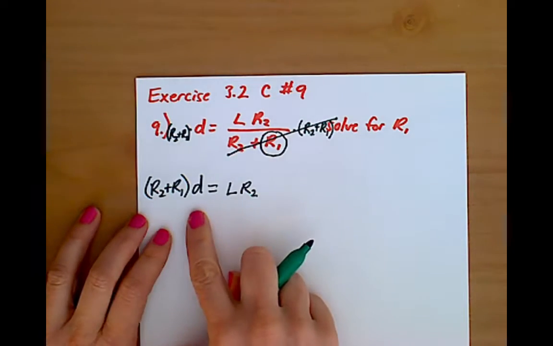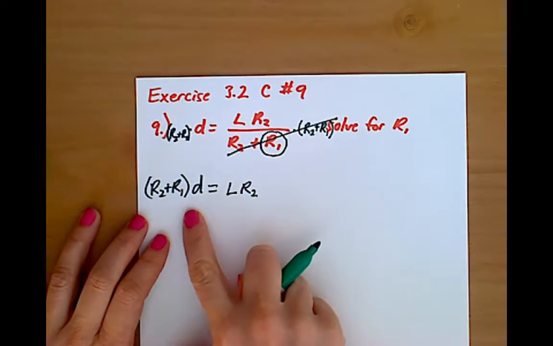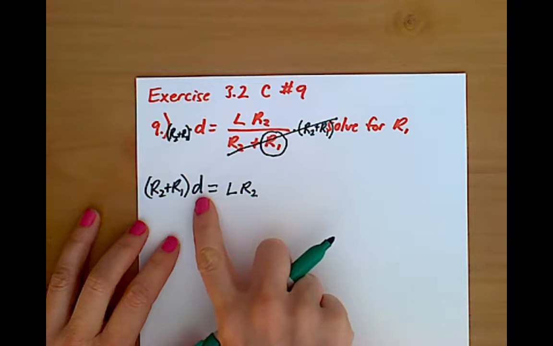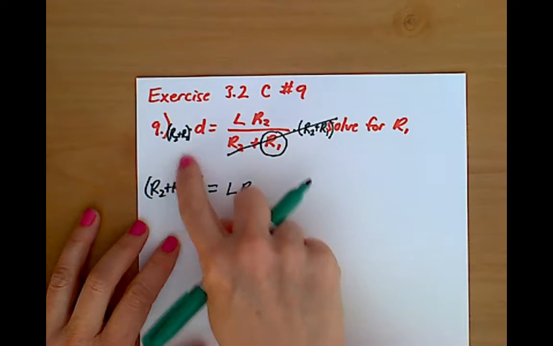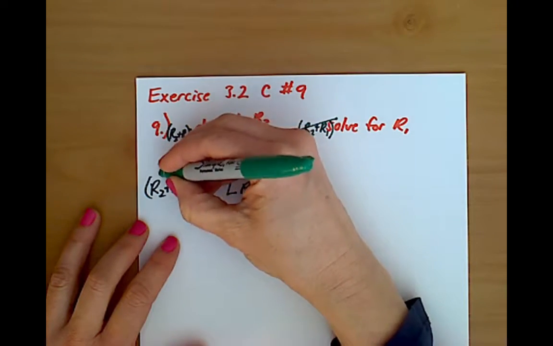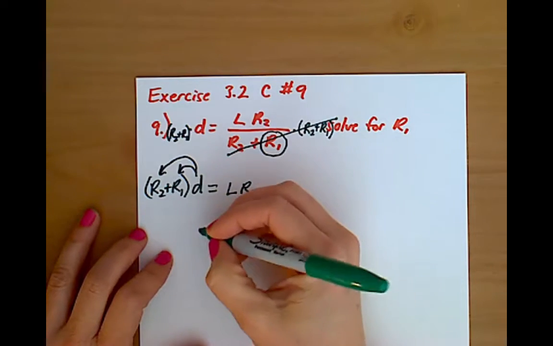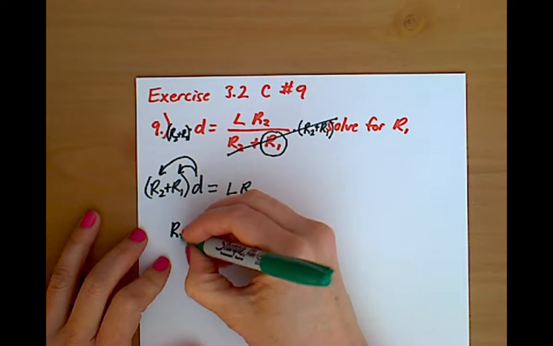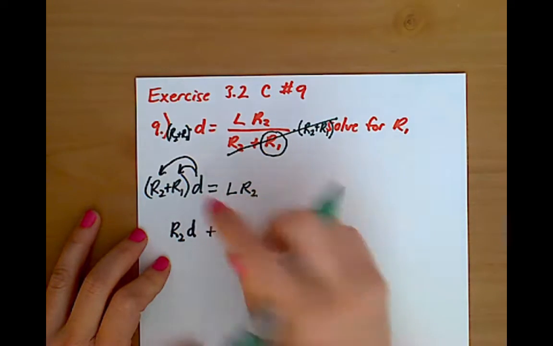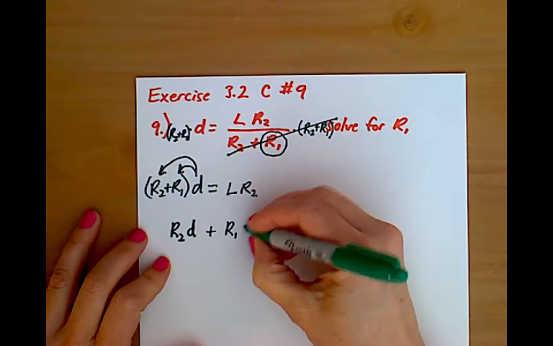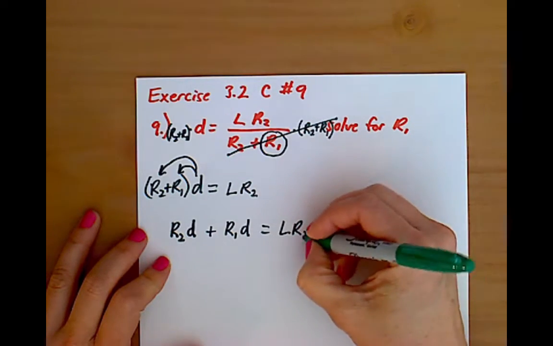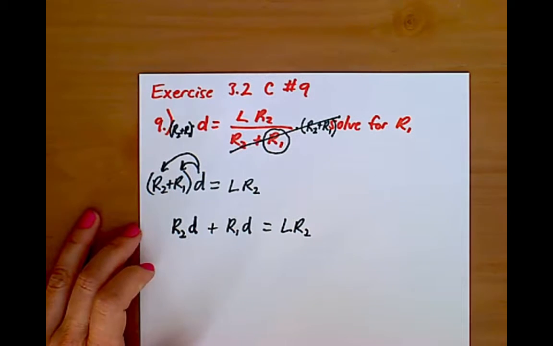And I left the parentheses on there so we can remember that we need to use the distributive property here. This whole thing is being multiplied by D, so this D needs to be distributed to everything inside there. So that's the next step we're going to do. We're going to do D times R2, so R2D plus R1 times D, which gives us R1D. And then on this side, we have LR2 left over, okay?